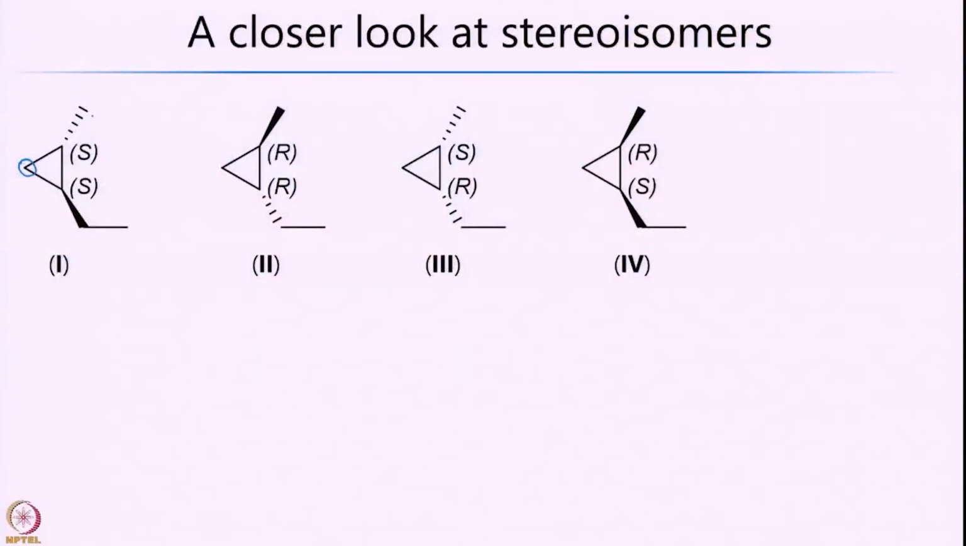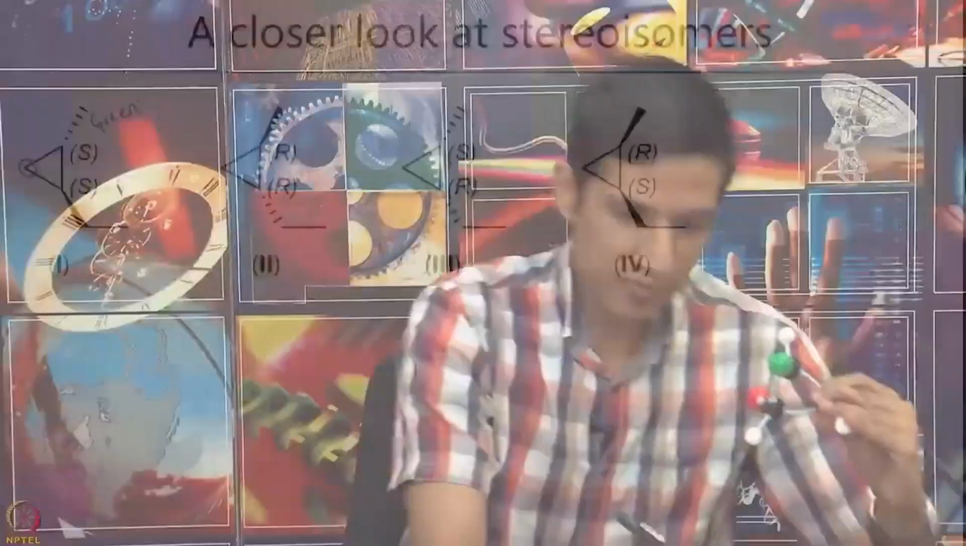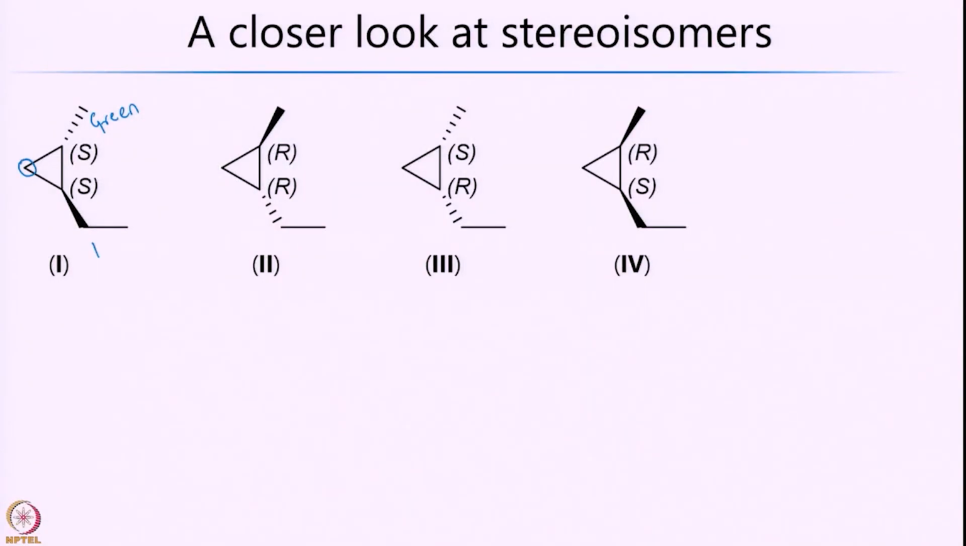So let us call this the green, right? And if I now come down, then I have the ethyl group which I am showing by the red ball here, and the red ball is actually coming towards me. So I would call this red just to keep track of the colors, alright. So I have this particular enantiomer or this particular stereoisomer which I have made a model of, and I hope everyone can see this from this particular model.